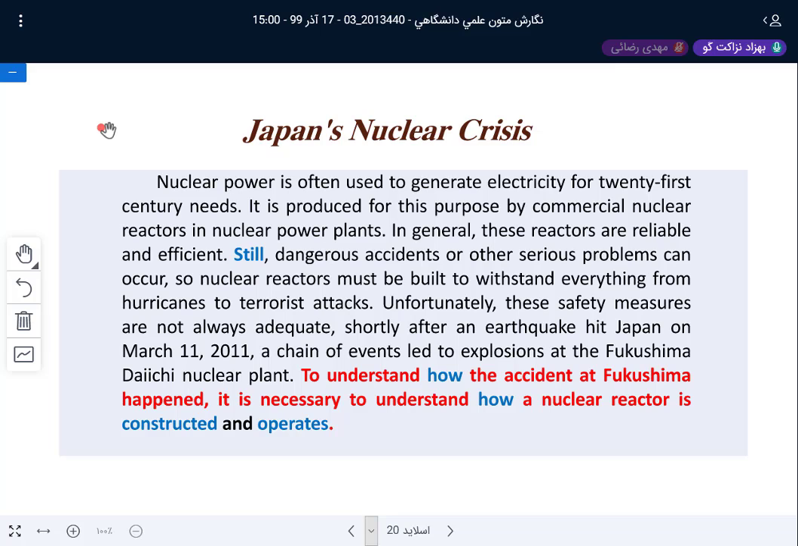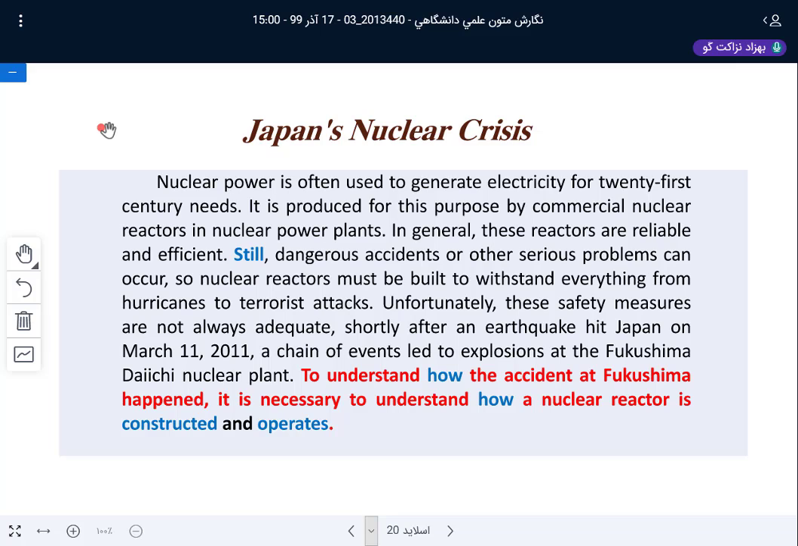Nuclear power is often used to generate electricity for the 21st century. It is produced for this purpose by commercial nuclear reactors and nuclear power plants. In general, these reactors are reliable and efficient. So far, everything sounds plausible. Still, dangerous accidents or other serious problems can occur. So, nuclear reactors must be built to withstand everything from hurricanes to terrorist attacks.